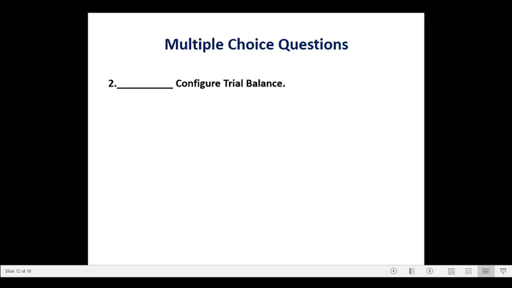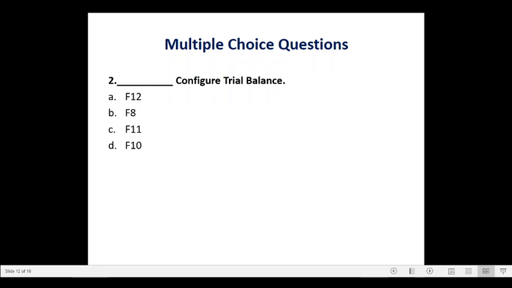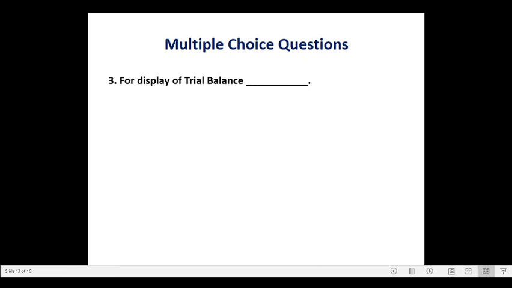Next question. Dash configures the trial balance. The function keys given are F12, F8, F11 and F10. Yes, the answer is F12, that is A. The F12 key is used to configure the trial balance. Let's move on to the next question.